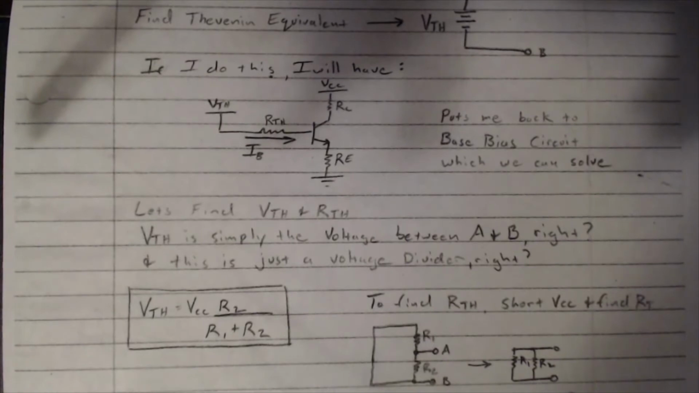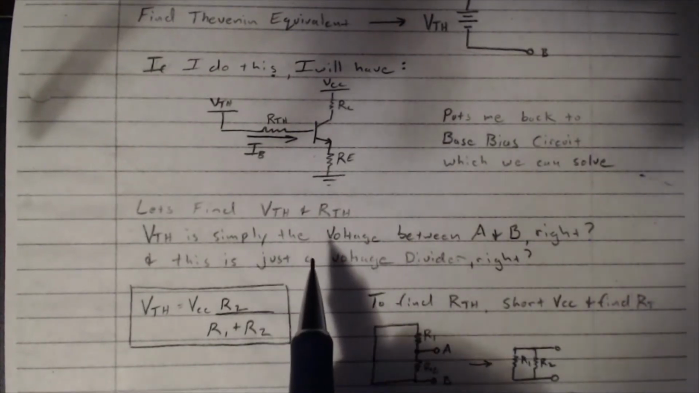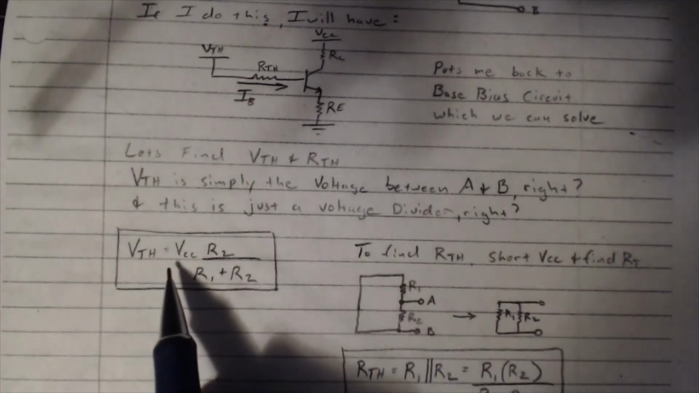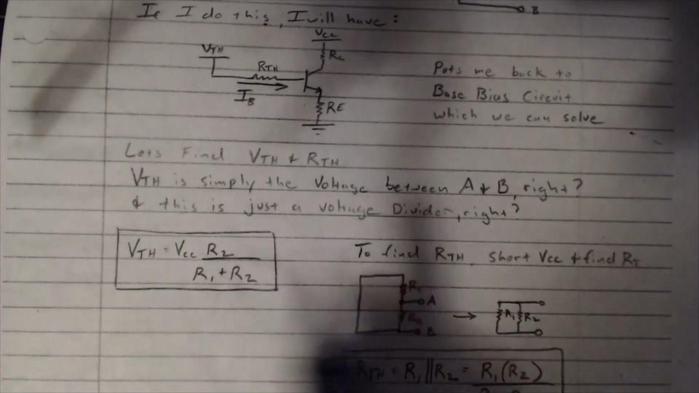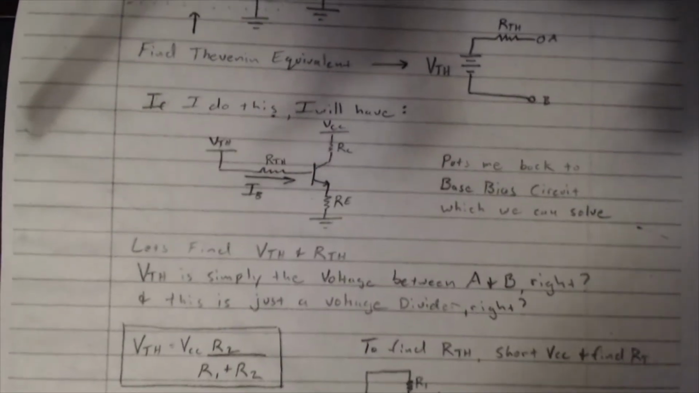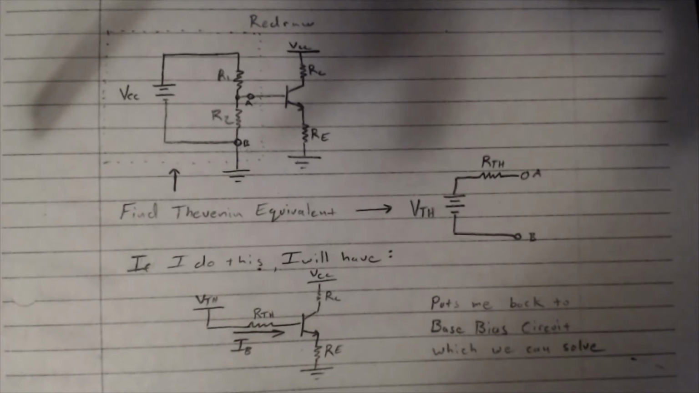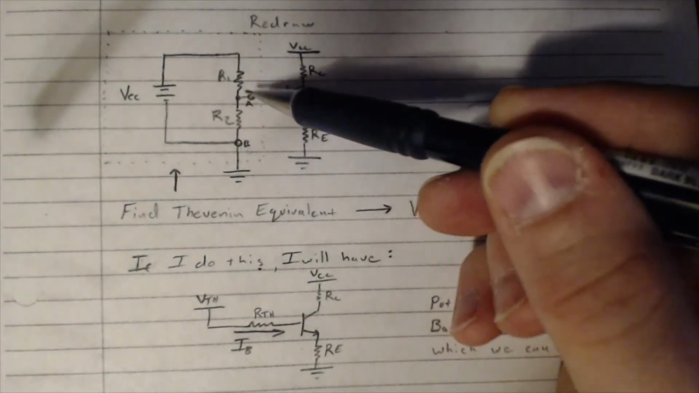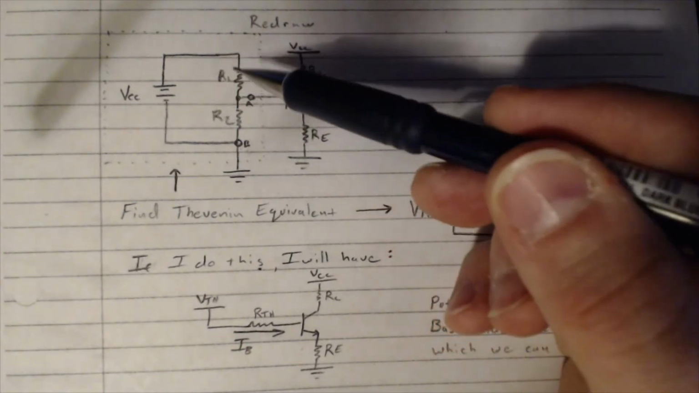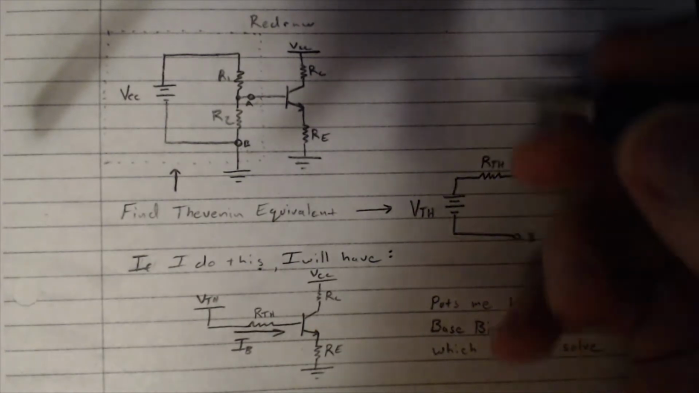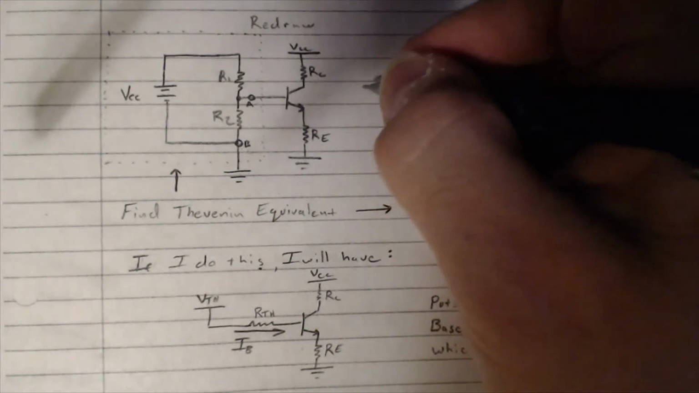Well, that's really incredibly easy to do, because if you notice, all that is a voltage divider, right? Sorry, I know I'm moving this around a little more than I had planned to. If you notice, all we have is VCC applied to R1 and R2.